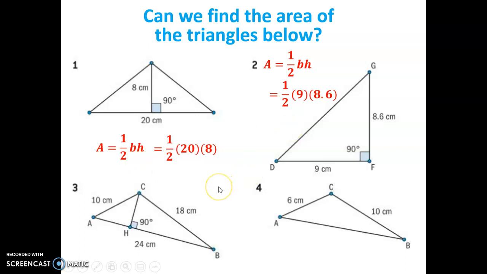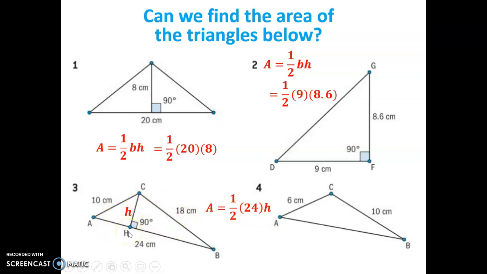Let's go to number 3. In number 3, well, I see a base of 24. I see a height line drawn there, but the measure isn't given to us. But do we have the tools to find that height if we need it? I think so. So if I begin with half times base times height, I have this. Okay, there's the base of 24, height of h. Now, can we find h?